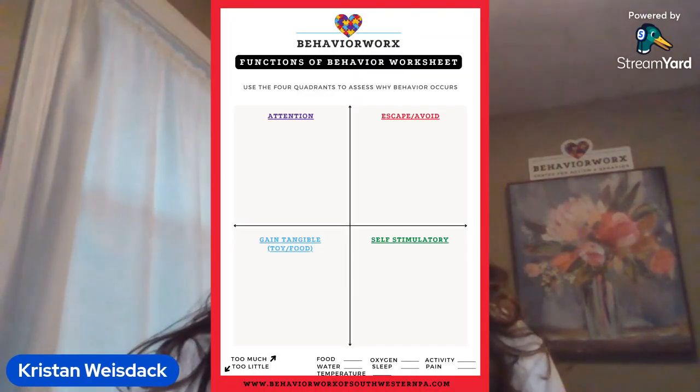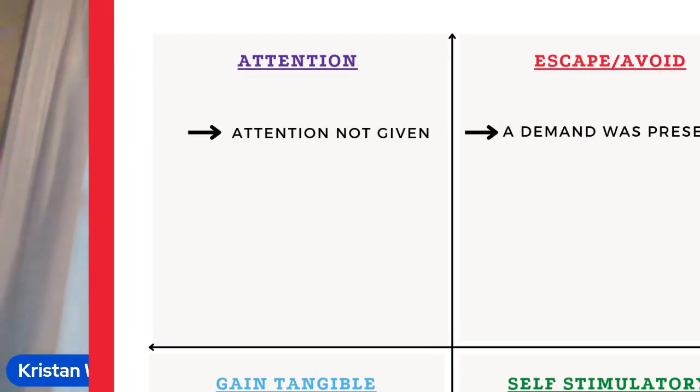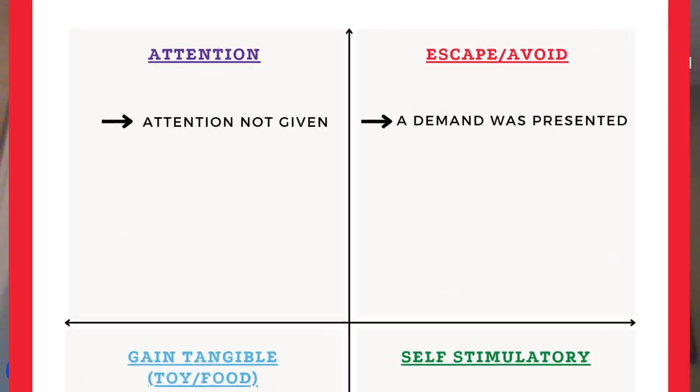So what I want you to do is take out that 4-quadrant sheet, the attention, escape, avoid, gain tangible, and self-stimulatory. As we start off every video, we're going to write what those antecedents are in each of those 4 quadrants. So take your 4-quadrant sheet, and under attention, you're going to write, no attention was given. Then in escape, avoid, you're going to write a demand was presented. So some sort of learning task or play task or mealtime task was presented to that child.